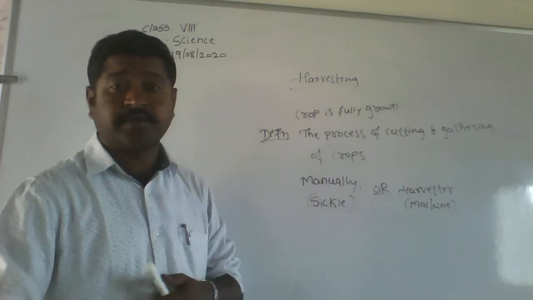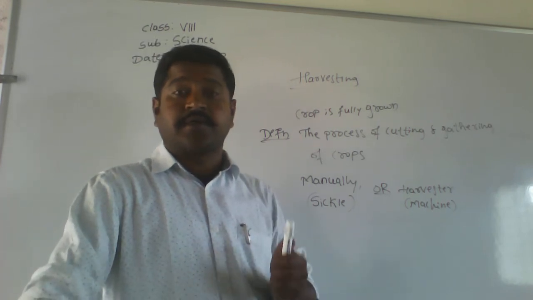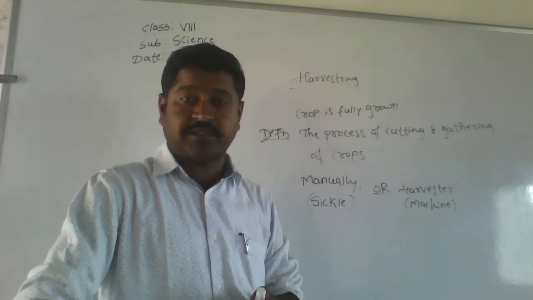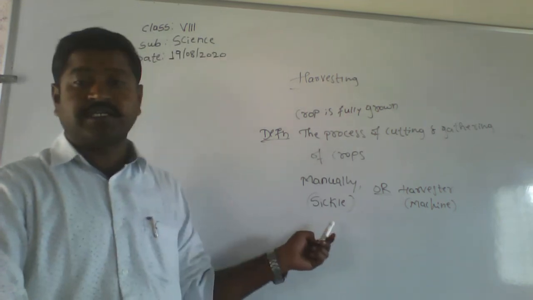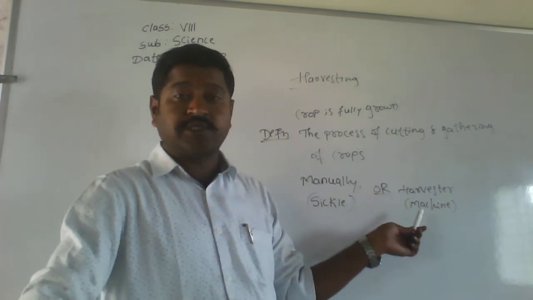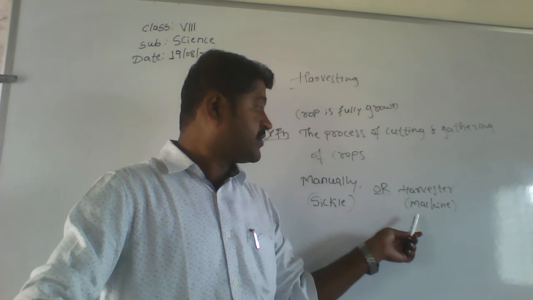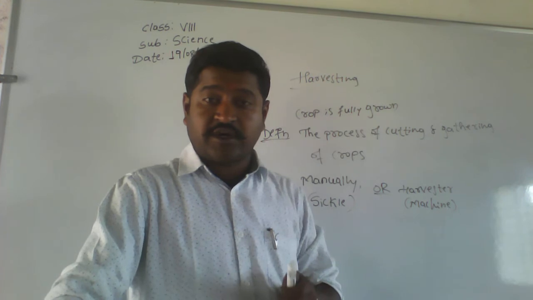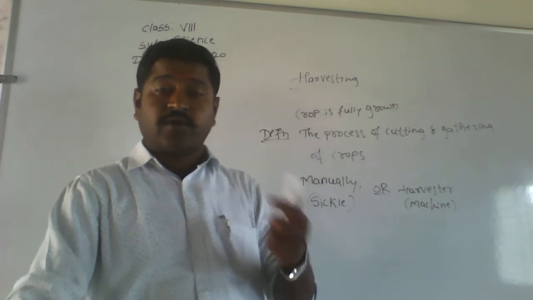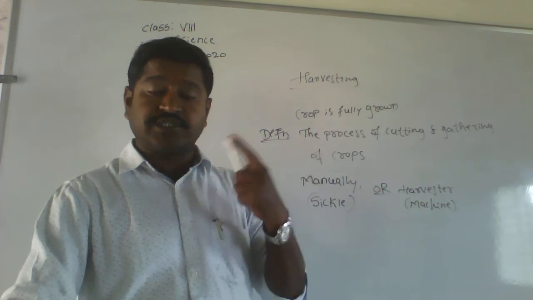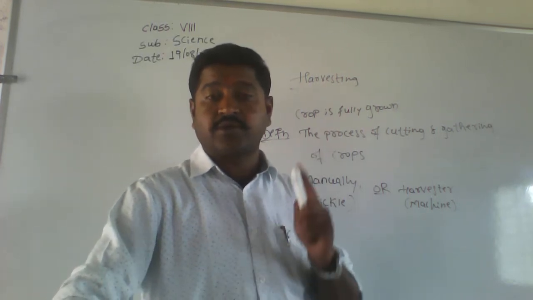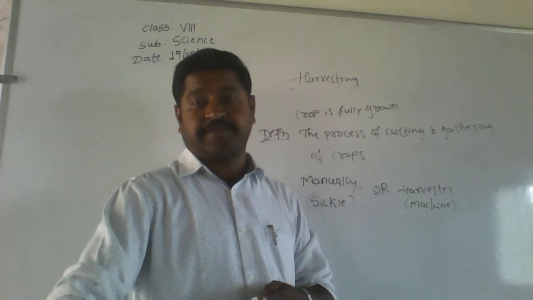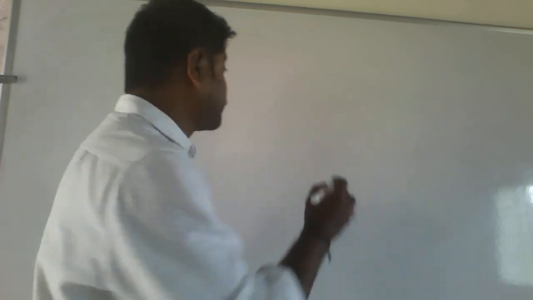So harvesting is nothing but cutting the crop which is fully grown and gathering it at one place. This harvesting can be done manually using a sickle, or by a machine called a harvester. If the harvested crop is a cereal, then as soon as harvesting is done, those cereal crops have to be followed by a process called threshing. Then what is this threshing?